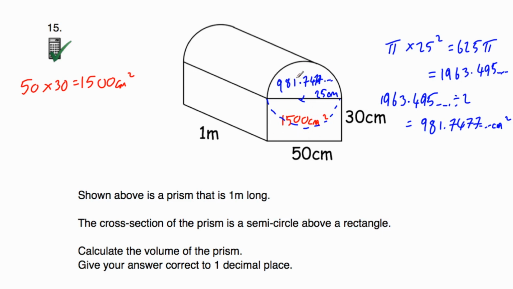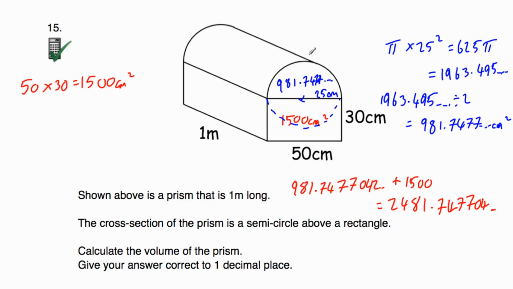So if we add them together, that'll be the area of the cross section. So let's do that and see what we get. That's going to be 981.7477042 and so on, plus 1,500, and that's equal to 2,481.747704 and so on. So that's the area of the cross section.